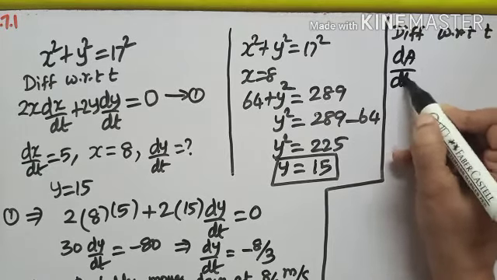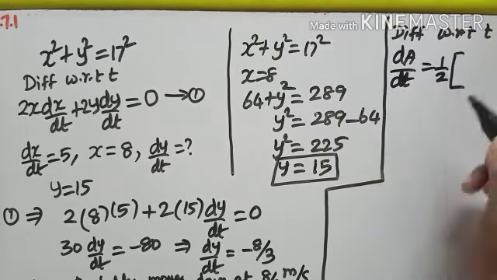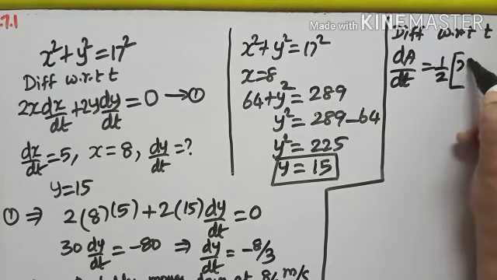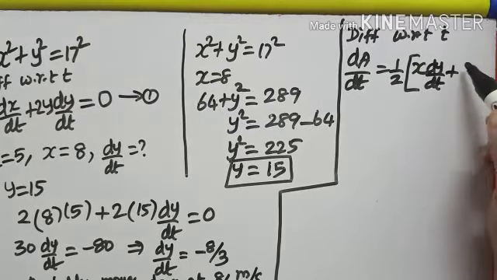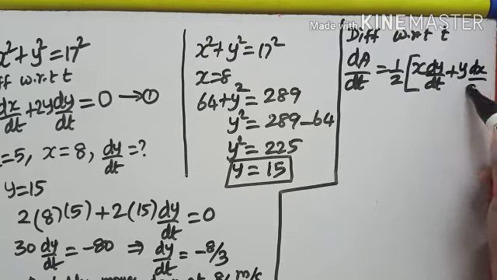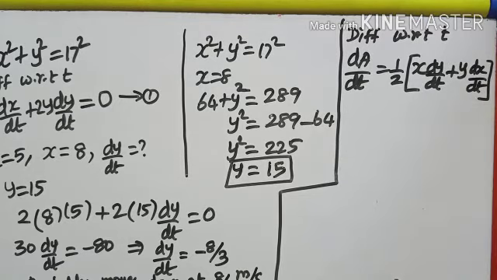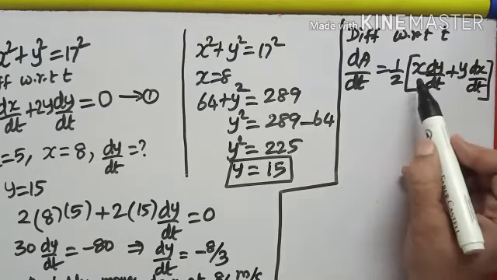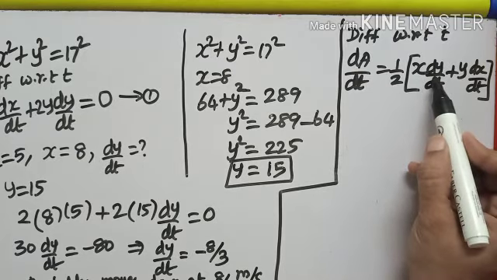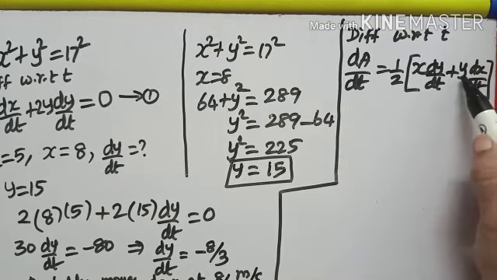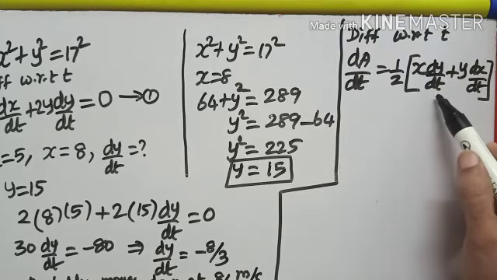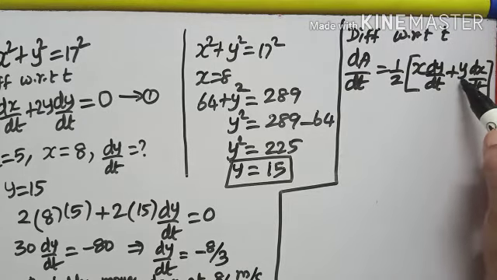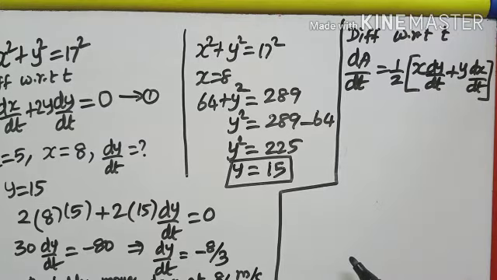And right hand side half will come as it is. X will be kept as it is. Y will become dy by dt. Plus keep Y as it is. X will become dx by dt. Remember, there are two terms. Keep the first term, differentiate the second term. Plus keep the second term, differentiate the first term. Keep X, Y will become dy by dt. Plus keep Y, X will become dx by dt.